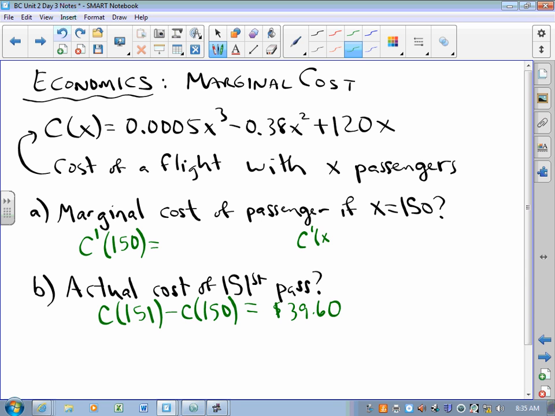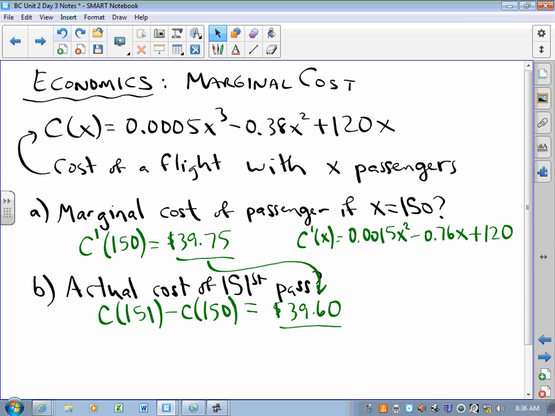So I know what C prime of x is. C prime of x is the derivative of that thing up top. So that's 0.0015x squared minus 2 comes down, multiplies by the 0.38, 0.76x plus 120. And if we sub in 150 to that derivative function, we get $39.75, which is pretty darn close to the actual computation of C of 151 minus C of 150. But the derivative computation is much easier, and so economists look at that as an easy way to look at marginal cost.